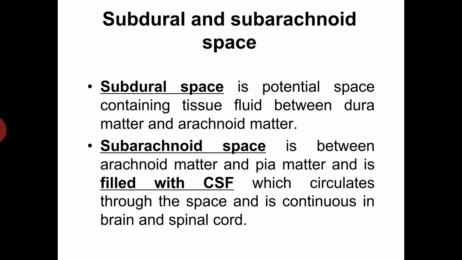Subarachnoid space is between the arachnoid mater and pia mater, and is filled with CSF, cerebrospinal fluid. So this is the space between the second and third layer, through which CSF circulates, and it is continuous in the brain and spinal cord.